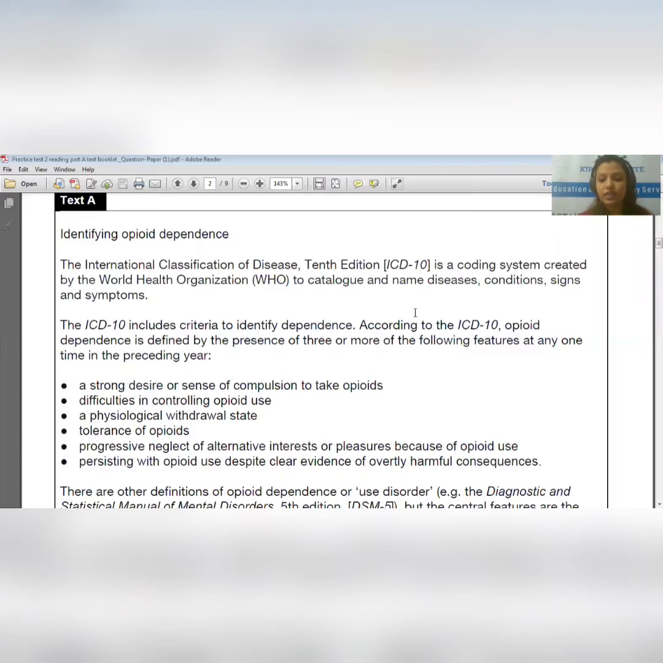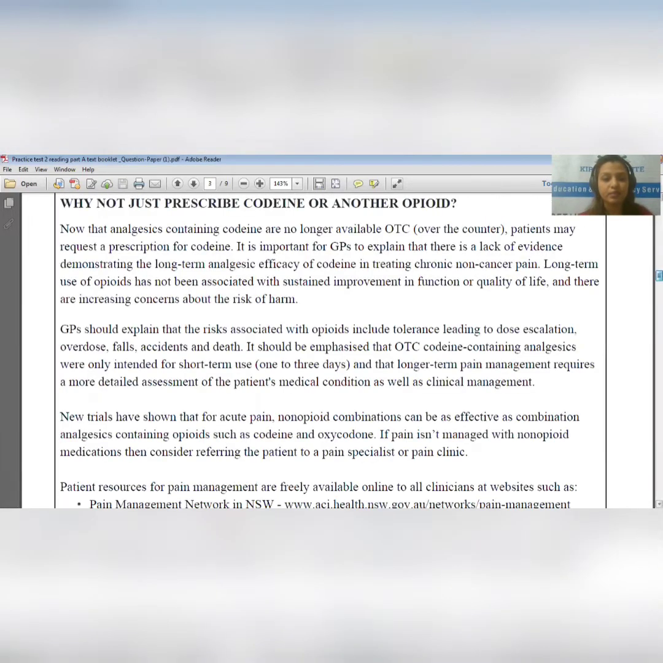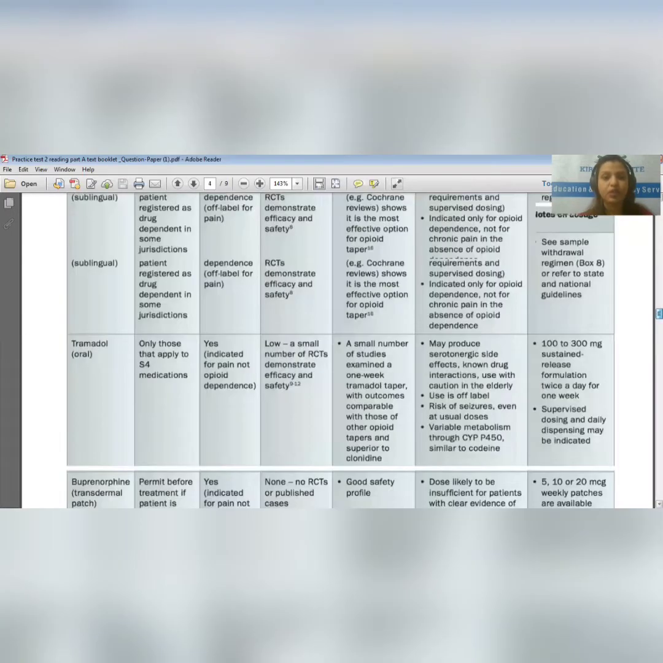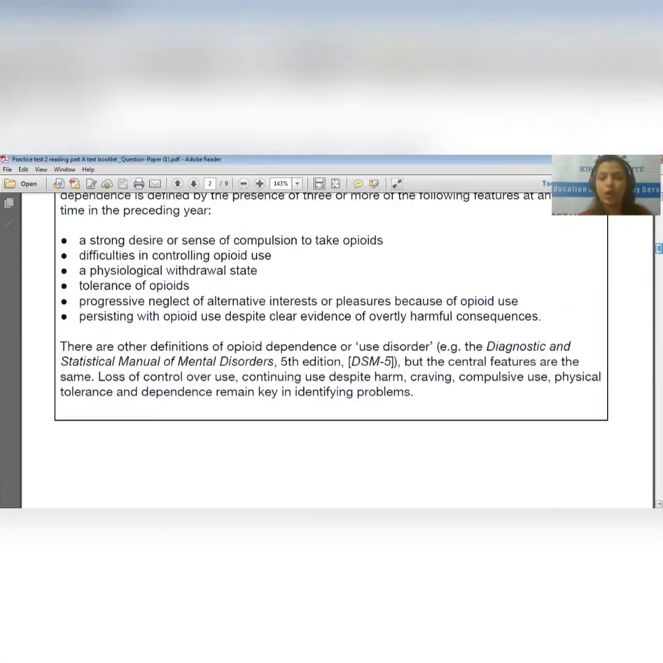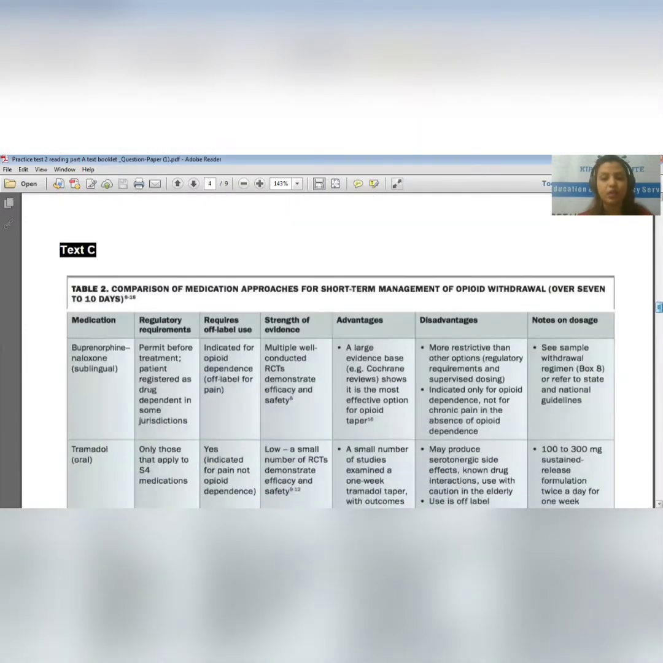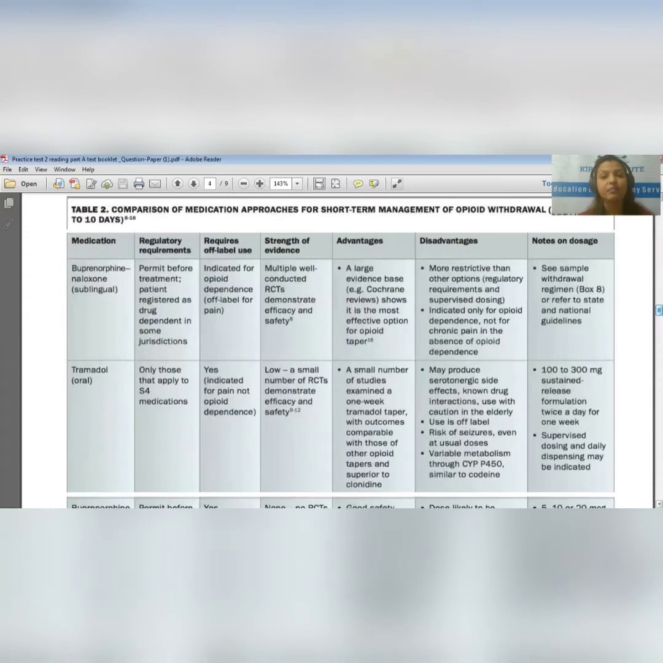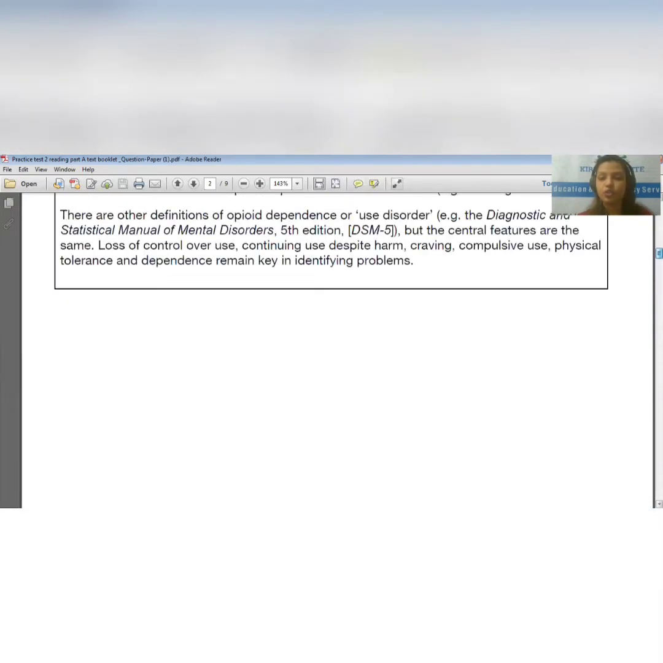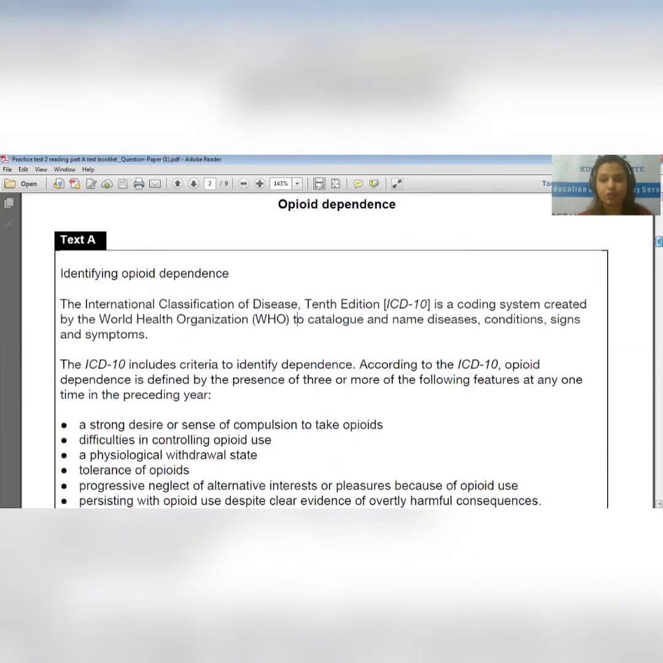Here you can see there are 4 short texts in OET reading part A. This is A, this is B, this is C, and this is D. Out of the 4 texts, one will be a visual image. Here you can see there is a table. There can be a graph, or there can be an algorithm. But whatever it is, you are just going to get the key features.